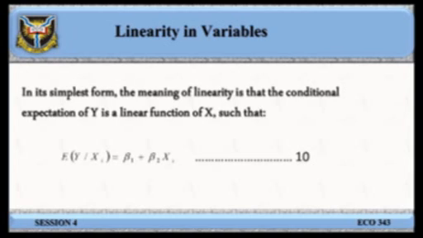In this interpretation, a regression function such as E(Y|Xi) = β1 + β2Xi² is not a linear function, because the variable X appears with a power or index of 2.